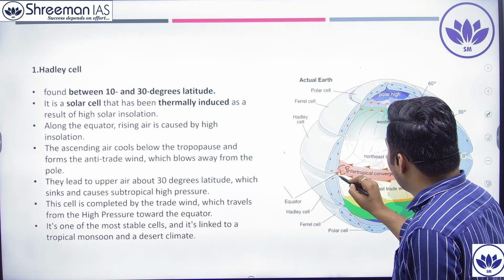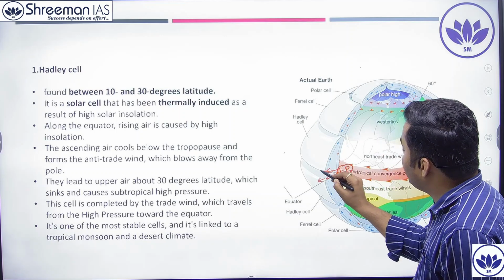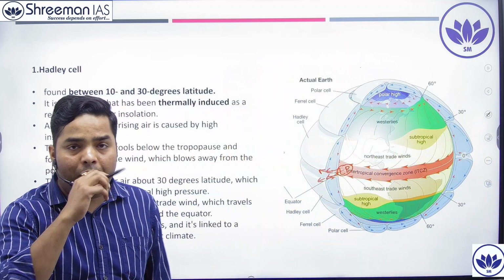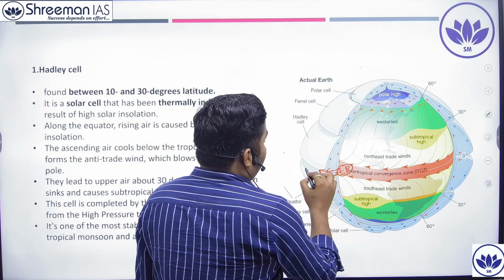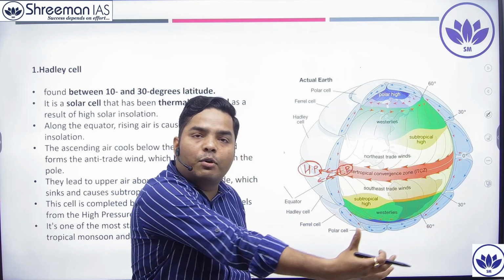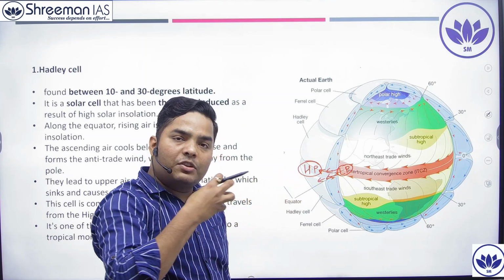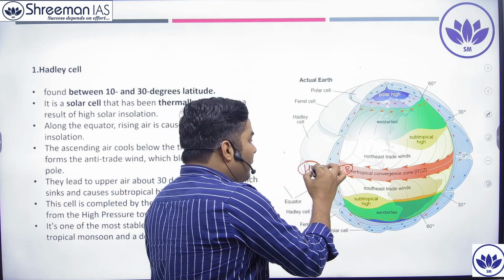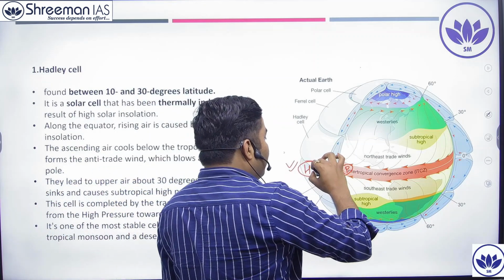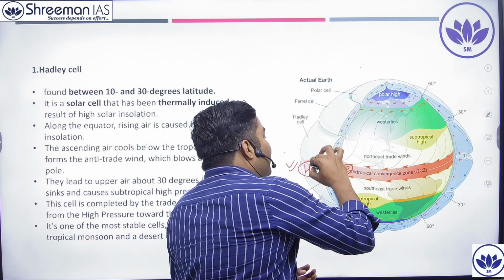Here, this is low pressure, and all air will move upward, up to the tropopause above 18 or 20 kilometer height. There will be a high pressure there, because the air mass which is coming from the earth surface will be accumulated here, and because of the accumulation of air mass, a high pressure will be formed.